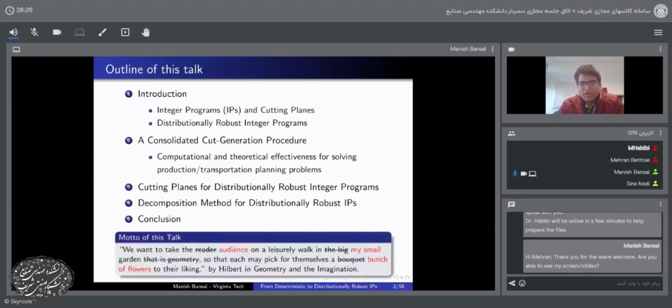So the motto of this talk will be, I want to take the audience on a leisurely walk in my small garden so that each may pick for themselves a bunch of flowers of their liking. This is a modified quote from a book by Hilbert on geometry and the imagination. I've modified it a little bit for my sake.